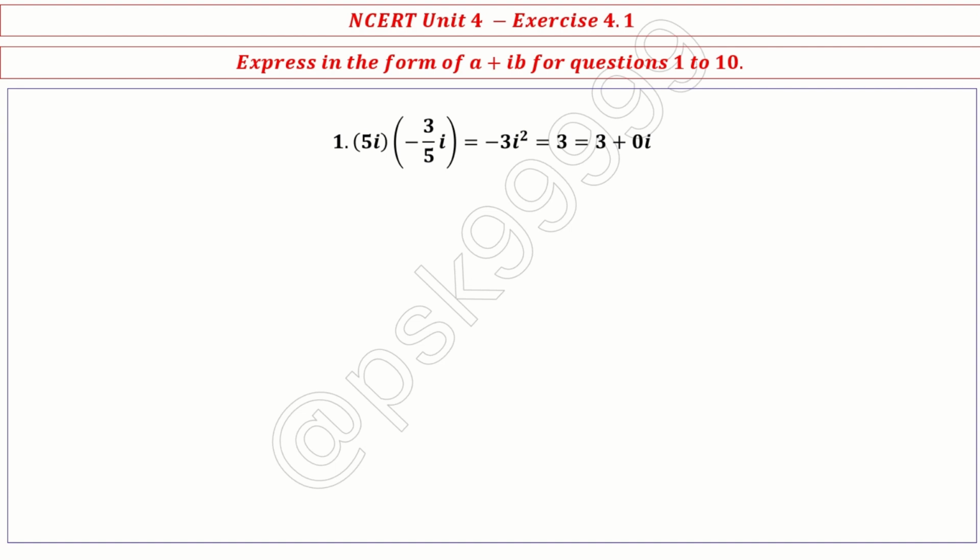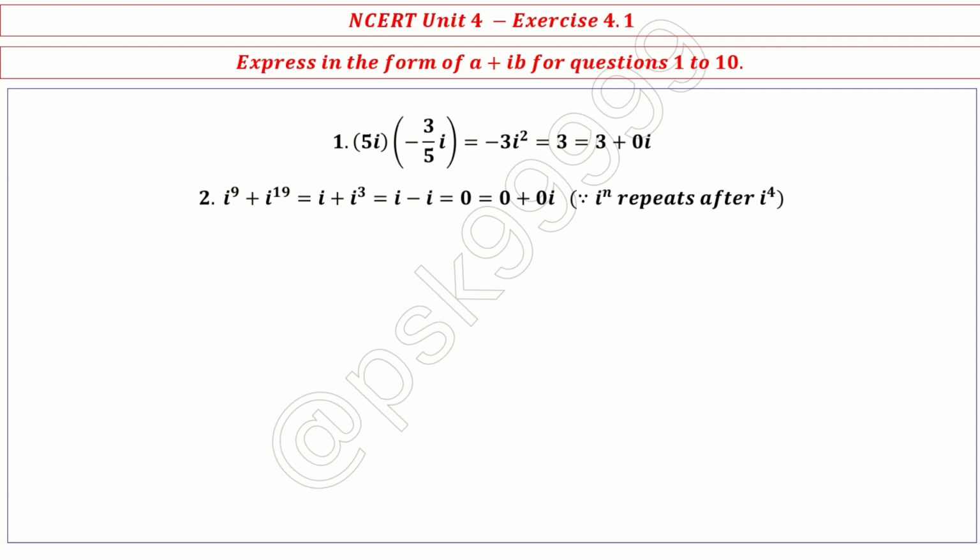5i times minus 3 by 5i. So this is very simple. You multiply the coefficients, 5 into minus 3 by 5, and i square. i square is minus 1. So what you will get is 3 finally. So it is 3 plus 0i.